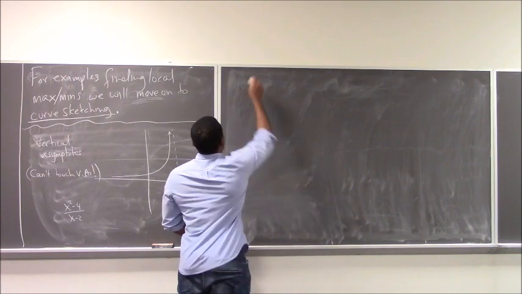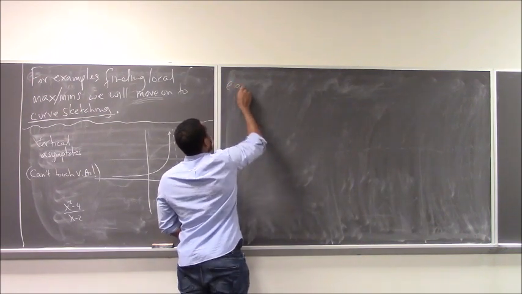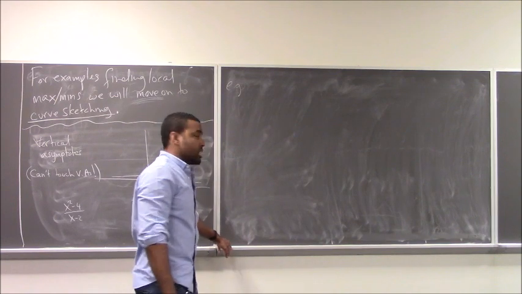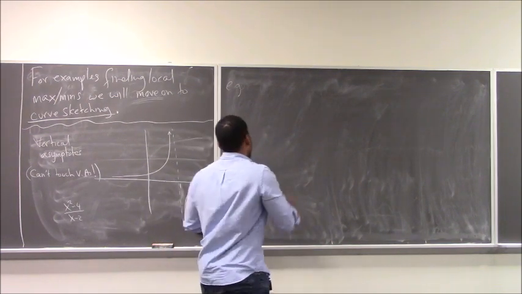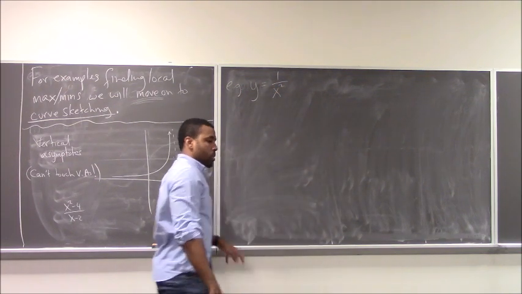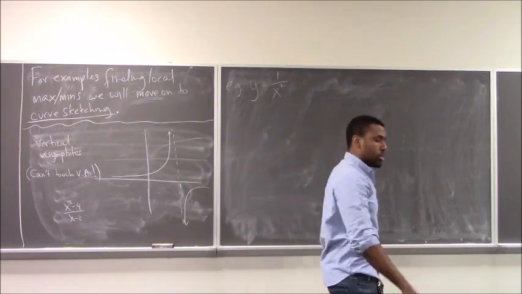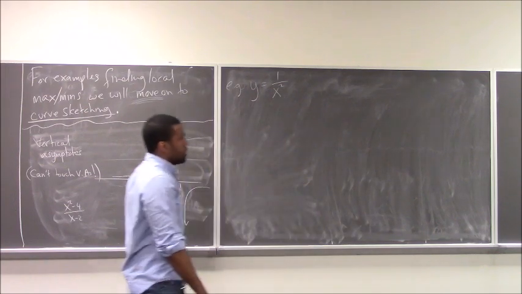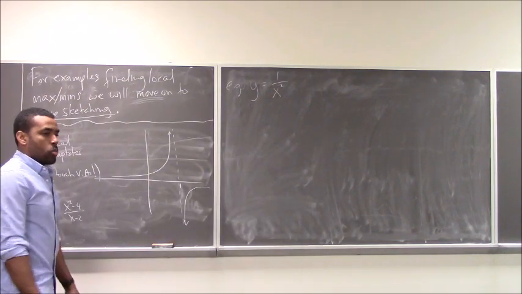So let's start by sketching a graph that we already actually know how to sketch by hand, but I want you guys to see in principle how we would go about doing it in detail, especially if we didn't know what it looked like before.